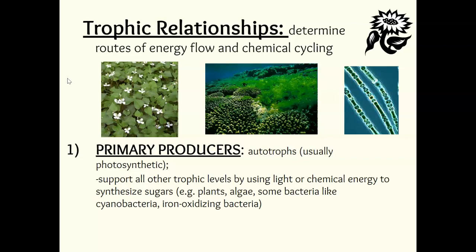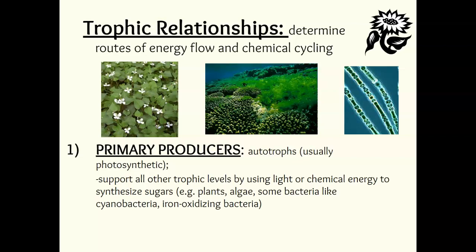Trophic levels show us the routes of energy flow and nutrient or chemical cycling. So when we look at the different trophic relationships, remember we're looking at where does the energy or chemical nutrient start and then where does it end, and looking at all those relationships all the way through to get it to the final end point. It always starts with producers. Typically, it's going to be photosynthetic producers or photoautotrophs, but remember it can be chemoautotrophs. Just depends on the situation.